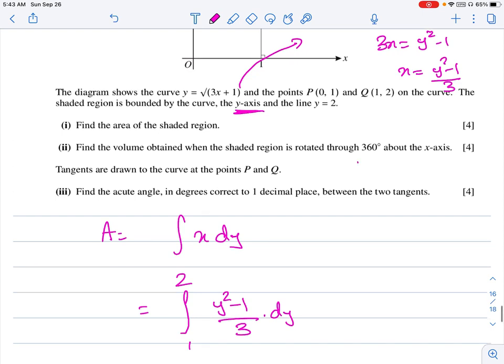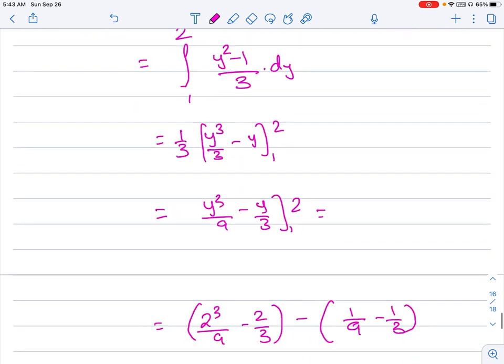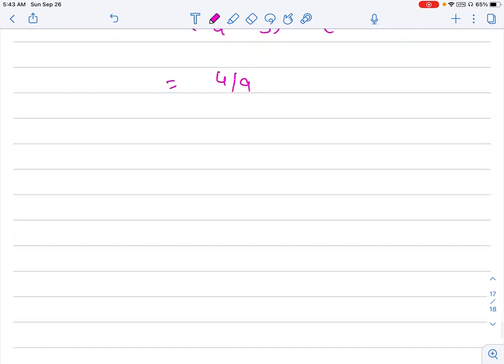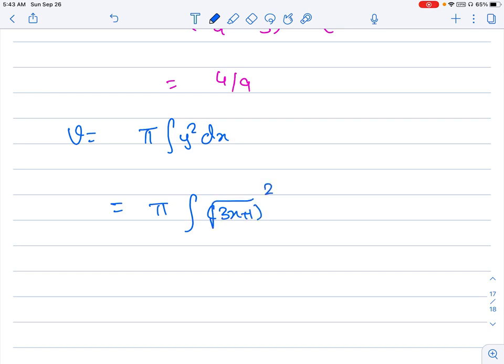Find the volume of the shaded region rotated 360 degrees about the x-axis. Now it is rotated along the x-axis. Whenever the volume is with respect to the x-axis, the volume will be pi integral y square dx. Y was square root of 3x plus 1, so y square will be square root of 3x plus 1 whole square. I write it out over here, whole square dx.